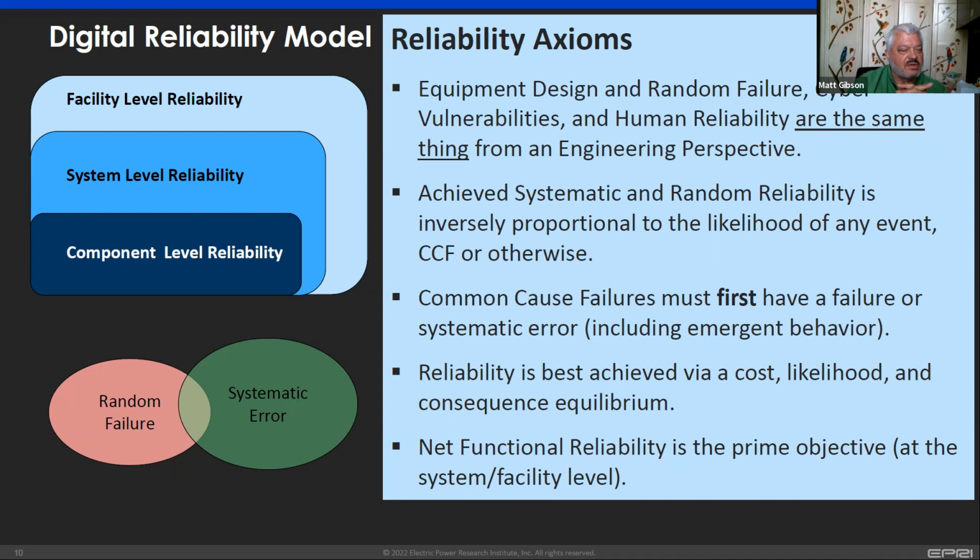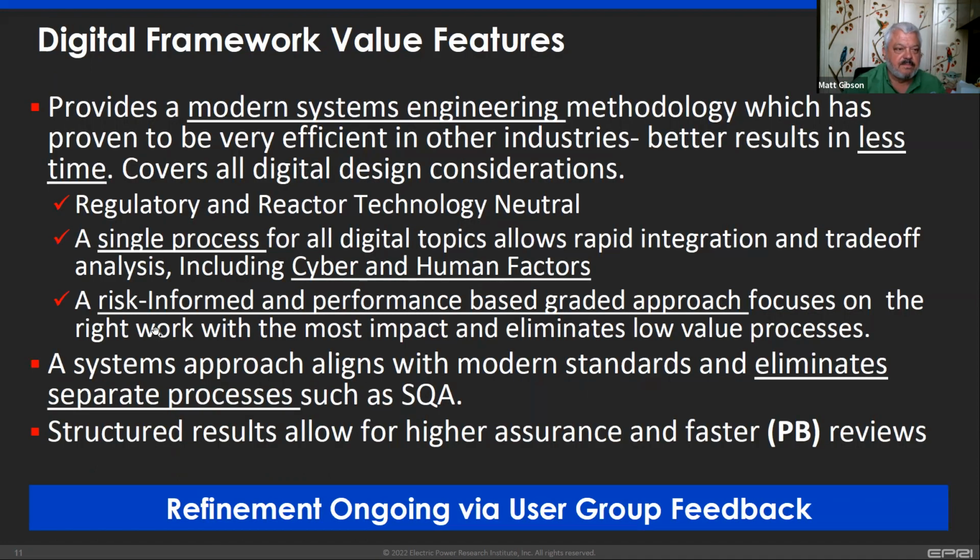We can't ignore that. We have to balance cost, likelihood, and consequence in an equilibrium, because we don't have unlimited resources. Like any good engineering, we have to take the best idea and implement it. So you see here a little bit about the framework's values. The big thing to take away from this is it's a modern process. It desires to get to better results in less time and less cost. Better results. Let's just make sure we remember that.